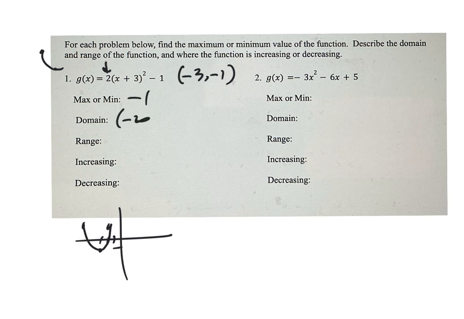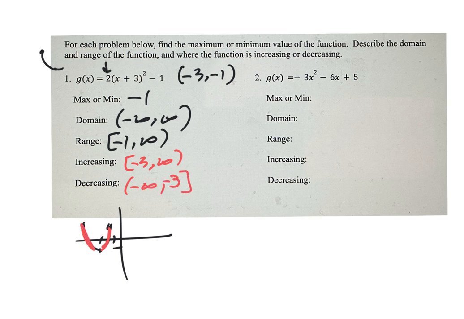The domain on every one of these we do is all reals because it's going left and right forever. The range, remember range is y. It's going from -1 up forever. It's increasing up. It's increasing from here to here. That's the part where it's going up, and we use the x's for that. Don't forget we use the x's for that. So it's increasing from -3 to forever, which means it's decreasing from -infinity until you get to -3. And there you go.